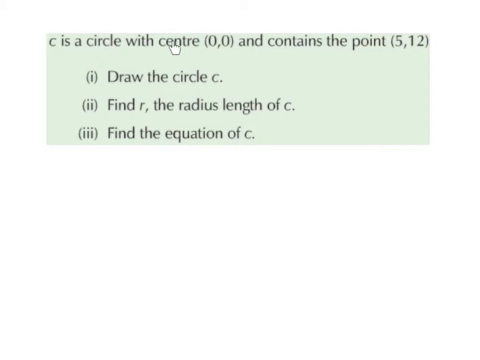C is a circle with a center 0, 0 and contains the point 5, 12. So 5, 12 is on the circumference of the circle. Part 1, draw the circle. Part 2, find r, the radius length of the circle. Part 3, find the equation of the circle.